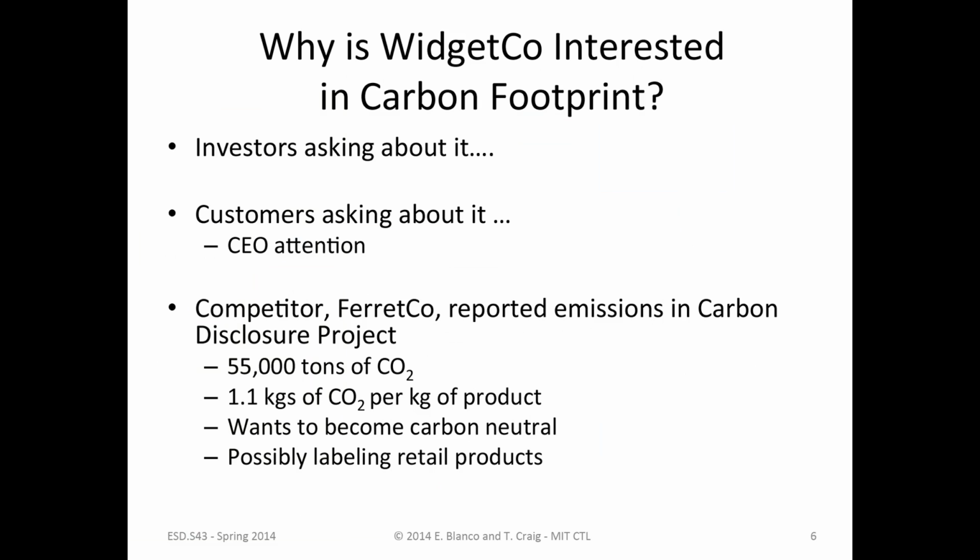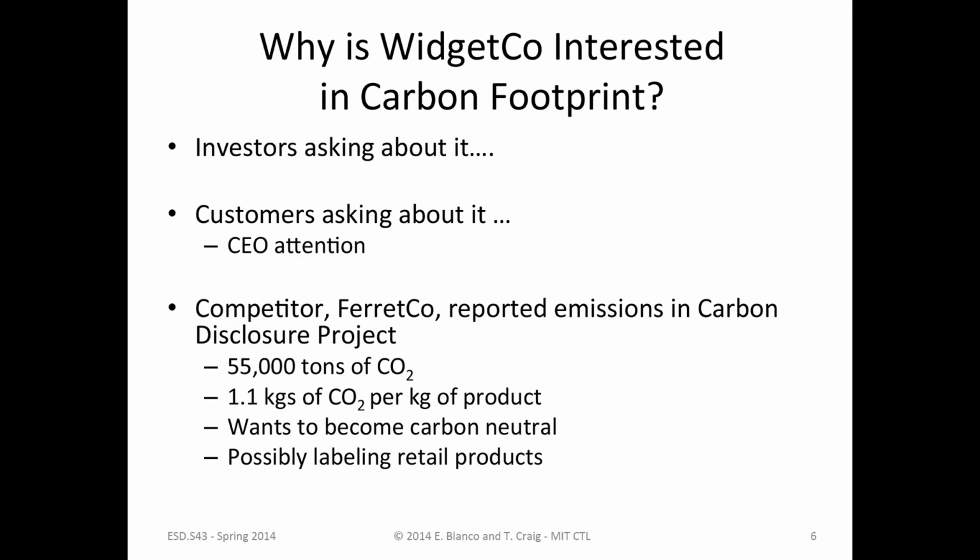And the goal is to go through and figure out what your carbon footprint is, based on a couple of things, right? You're getting pressure from investors. You're getting it maybe from some of your customers asking about it. So now it's starting to get some attention within the organization from the CEO, and basically you're the one put in charge of figuring out what that is. The pressure is ratcheting up.